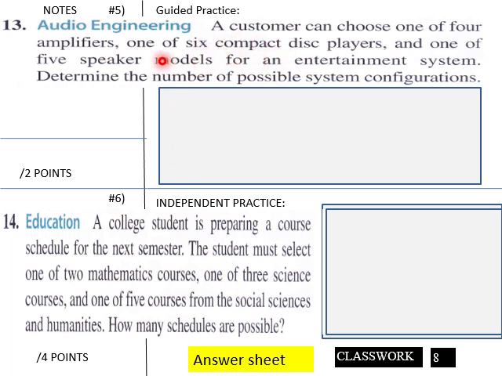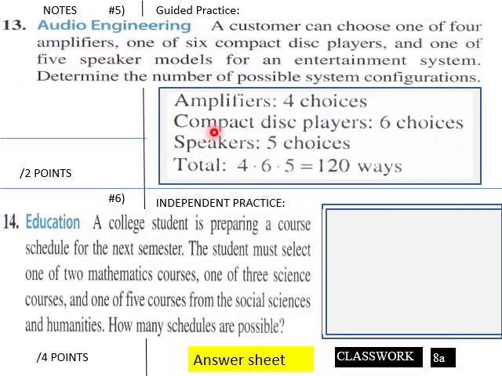Okay, let's try a similar issue here. A customer can choose one of 4 amplifiers, one of 6 compact disc players, and one of 5 speaker models for an entertainment system. Determine the number of possible system configurations. And then this is yours down here, students. For this one, you have 4 choices of amplifiers, 6 disc players, and 5 speakers. So you just multiply these together and you get 120 different ways of compiling a stereo system, right? Yes, it really is that simple.